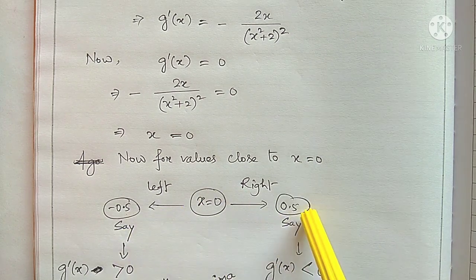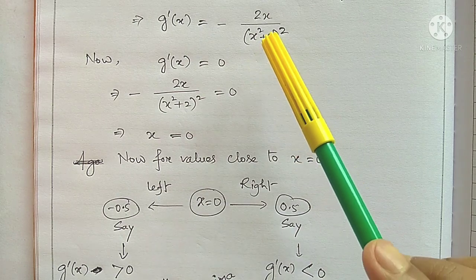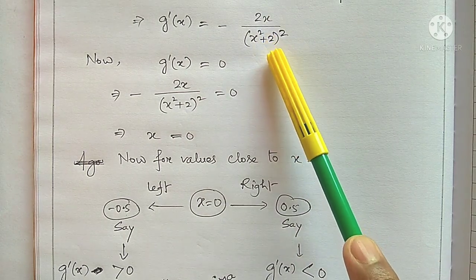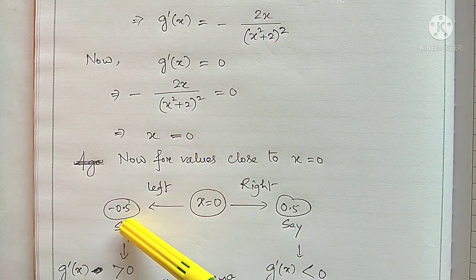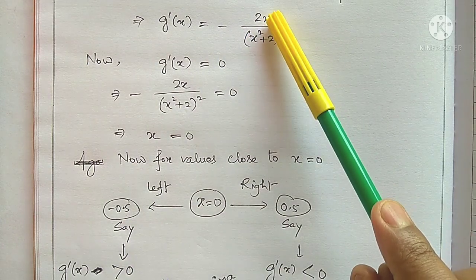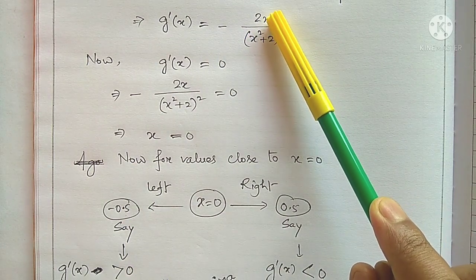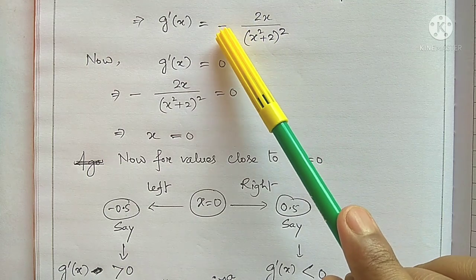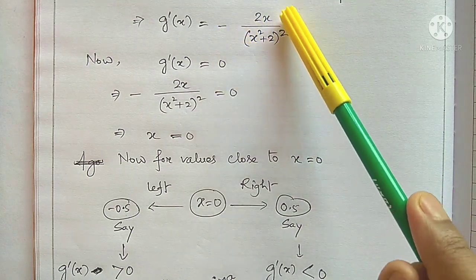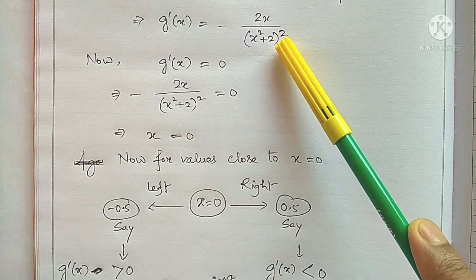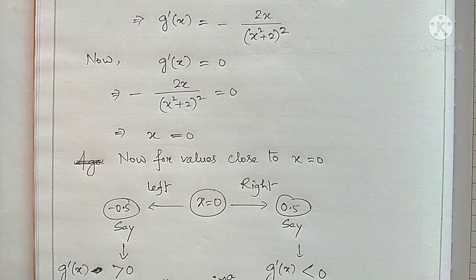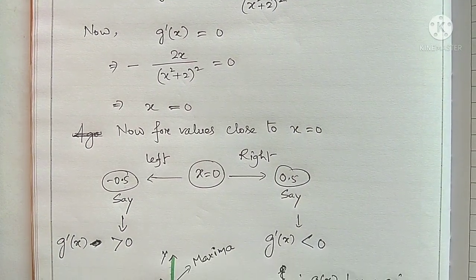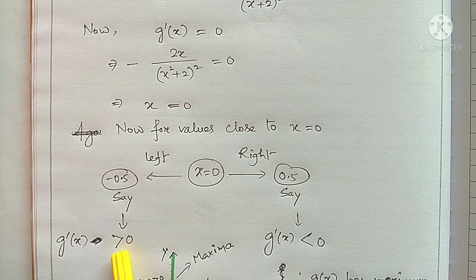Now these 2 points we have to put in g dash of x. If in place of x we put minus 0.5, then minus minus plus, positive, so the whole result is positive. Positive means greater than 0. So for that reason we write g dash of x is greater than 0.